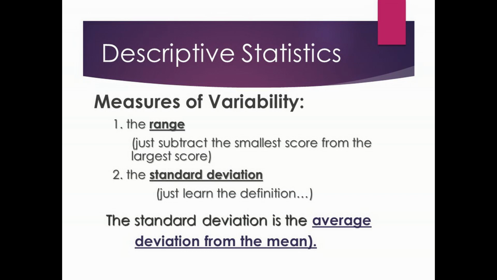And to literally calculate it this way, you would be taking each score and taking the difference from the mean and finding the average of those differences. But you can't really do that because you need to transform your data first. But okay, general psychology, what do you need to know? Standard deviation is a measure of variability, and it is defined as the average deviation from the mean.